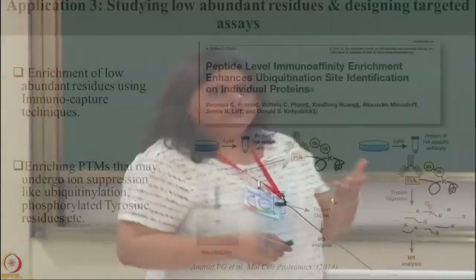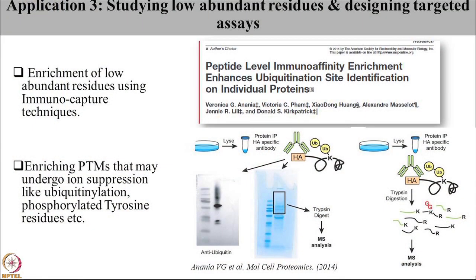So the application three I spoke about is how to study low abundant residues using IP-MS. Taking one of the case studies, we can enrich our samples in the residue that we are interested to look into, just the way a phosphoproteomic study can be done using TiO2. But you would be aware that the TiO2 technique only enriches serine and threonine. You would hardly see any tyrosine residues, because tyrosine residues, A, are very few in the whole proteome, and B, they are very transient in nature. Sometimes they are phosphorylated, sometimes they are not, so it's hard to get.